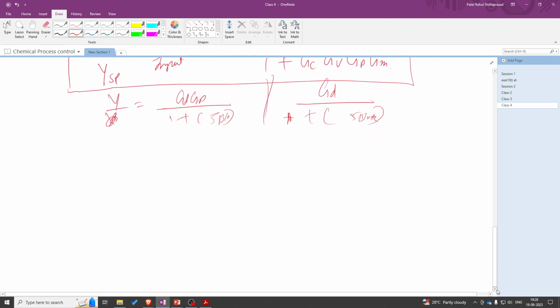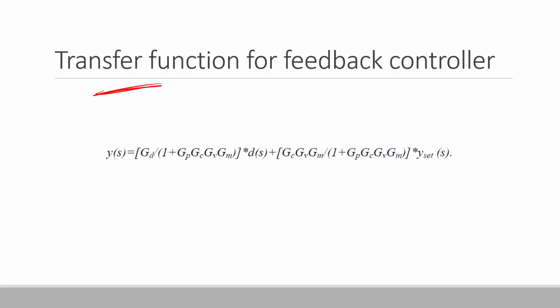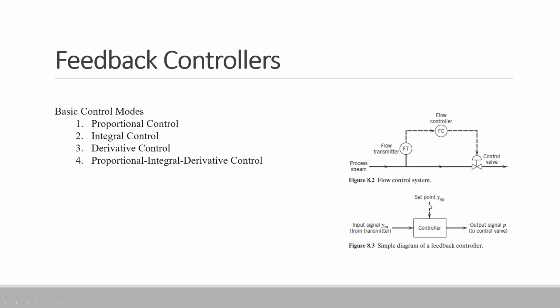So now we studied the block diagram representations. In that we studied about one controller. We will now be studying what kinds of controllers are present. So we are studying different kinds of feedback controllers. There are 4 kinds of control modes. The first one is proportional control, the second one is integral control, the third is derivative control, and the fourth one that we are going to study is basically the combination of all 3.